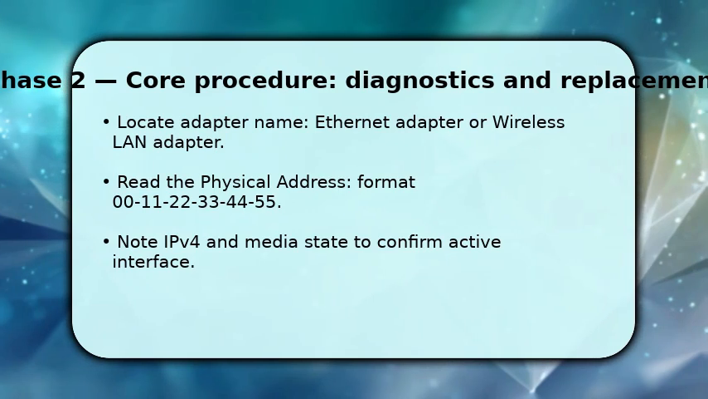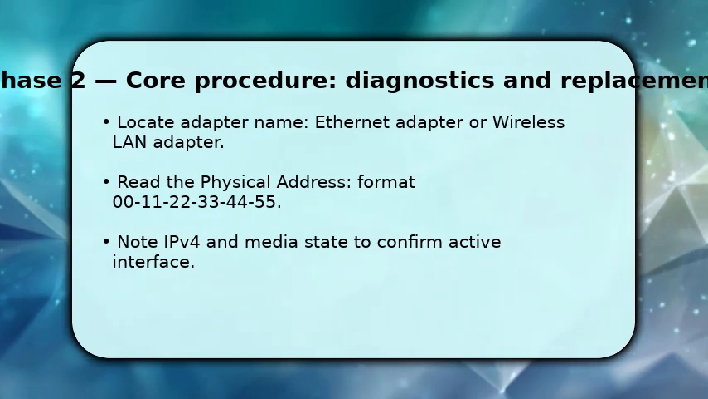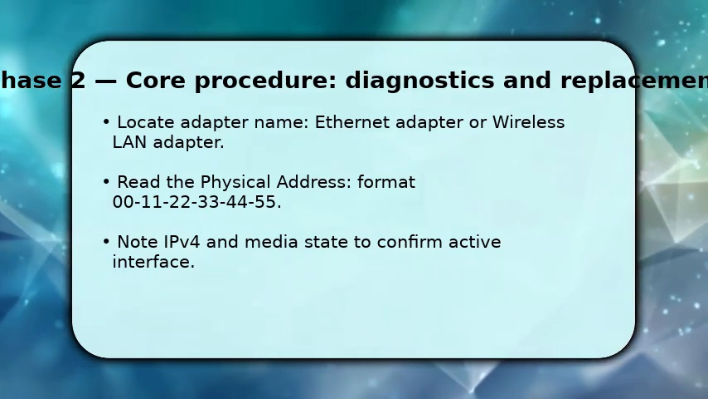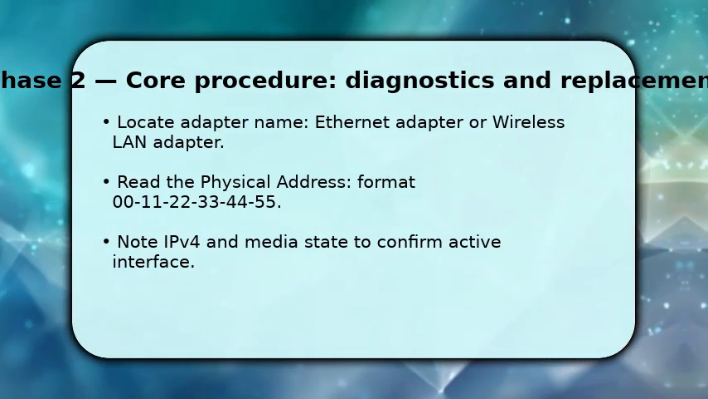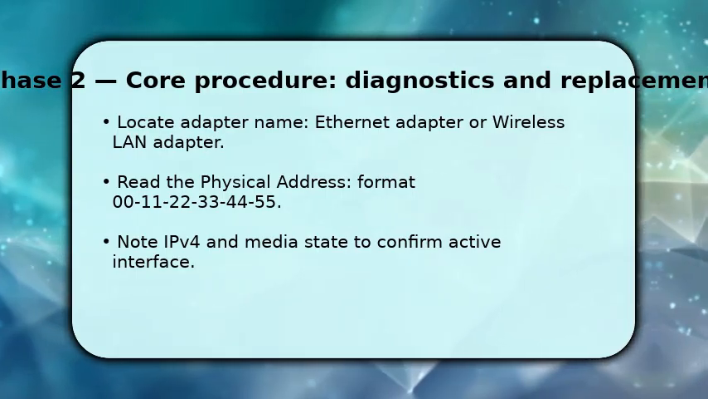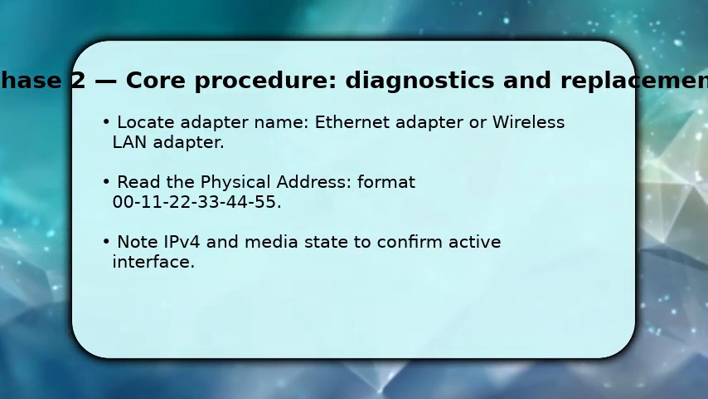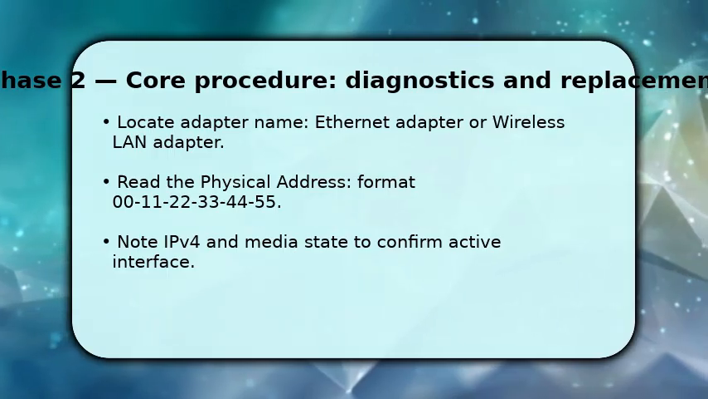Now scan the ipconfig/all output to find the adapter you care about. Adapters are grouped and labeled. Once you find the correct block, read the physical address line. This is the MAC, shown as 6 hex pairs separated by hyphens.